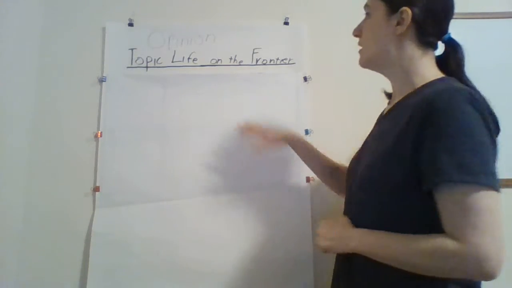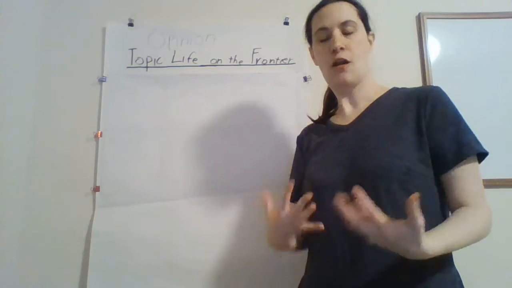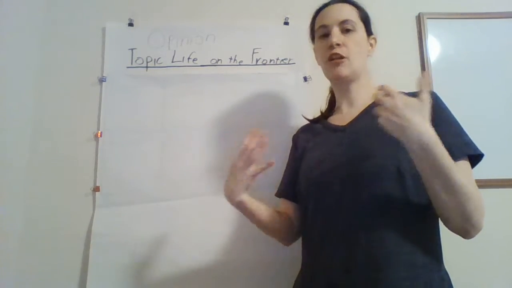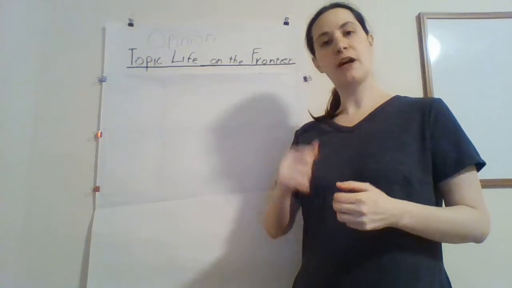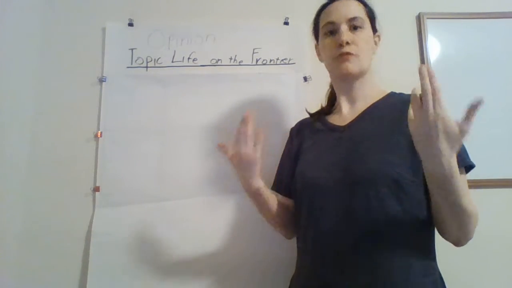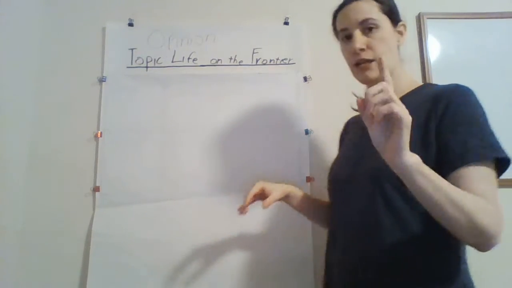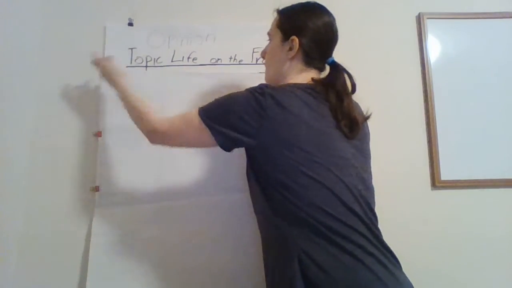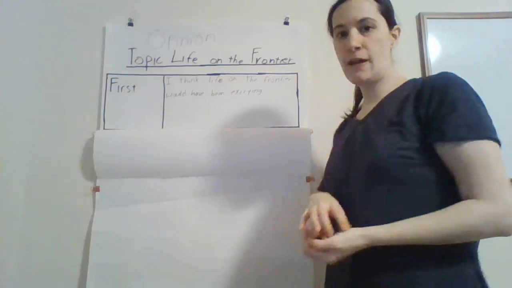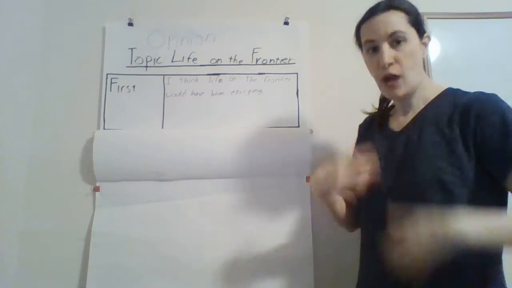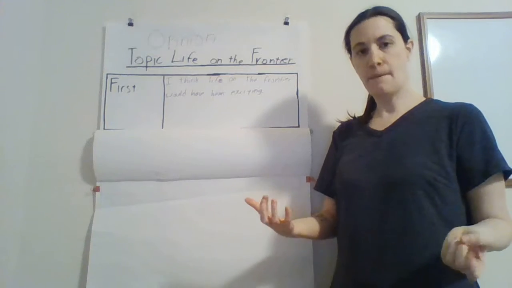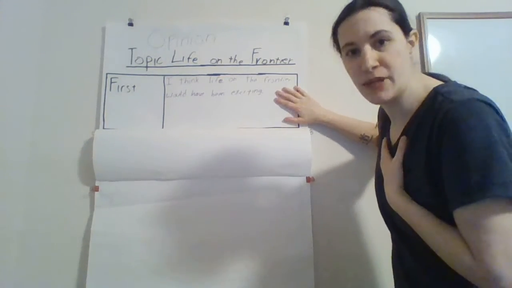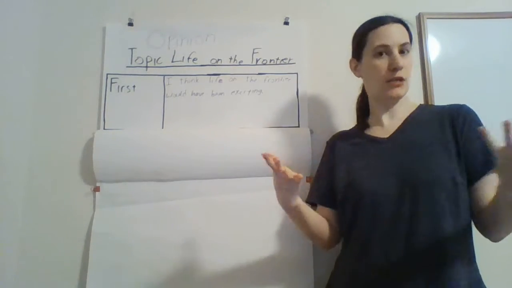Okay, here we go. So we know our topic is life on the frontier. Opinion writing, remember, is all about expressing your opinion, how you feel about something, what you think about something, and then providing reasons to back it up. So this graphic organizer is very specific for opinion writing. The very first thing you want to do is state your opinion about life on the frontier. My opinion: I think life on the frontier would have been exciting. Now that's my opinion.